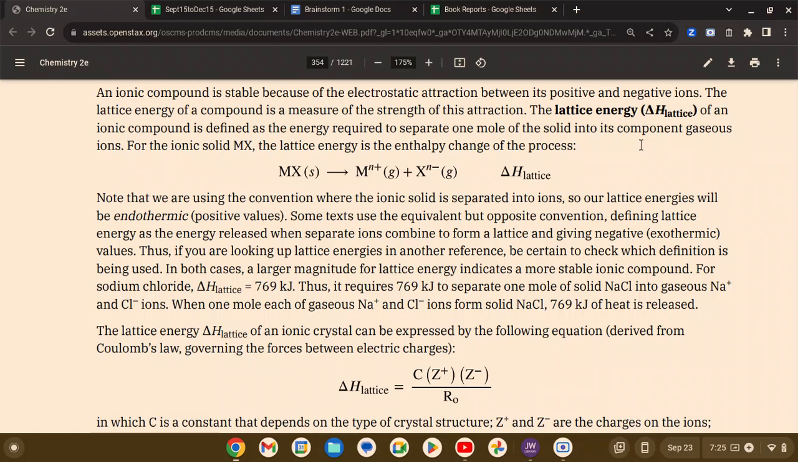For the ionic solid, MX, the lattice energy is the enthalpy change of the process. Note that we are using the convention where the ionic solid is separated into ions, so our lattice energies will be endothermic.